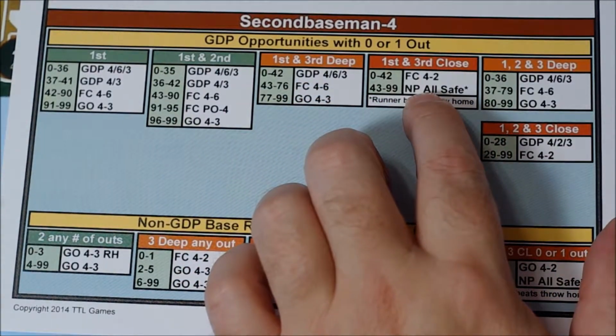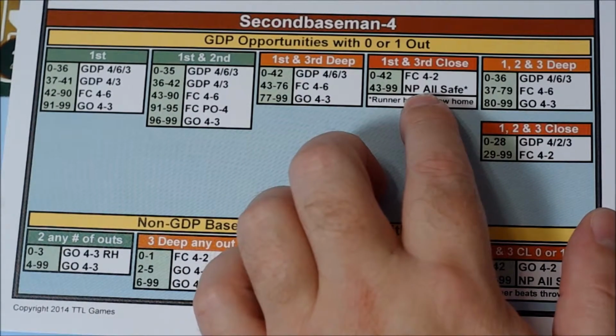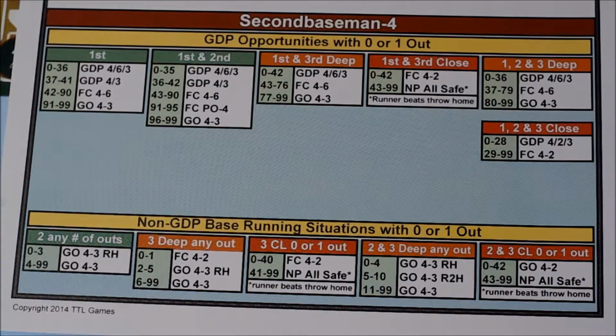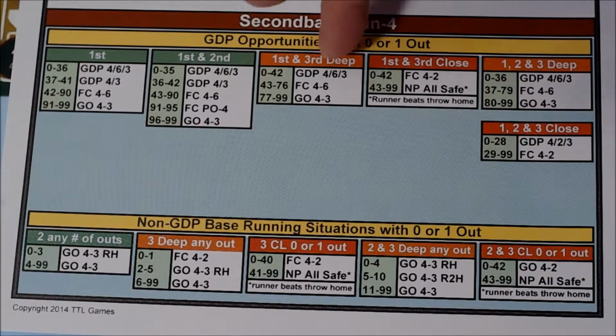And also, when you're playing close, there's this unique outcome: NP all safe. That means you tried to go home, but he was called safe, so nobody's out. The batter's safe at first, and any other runner advances one base as well. So playing close is a risk, just like in real baseball. You're playing close when that's a critical run in the game, and you're risking giving up a big inning. And here you're more like sacrificing the run in order to get 2 outs and to prevent a big inning.